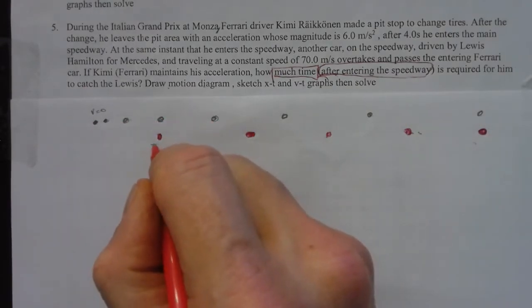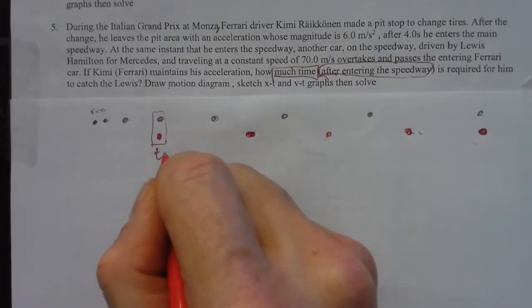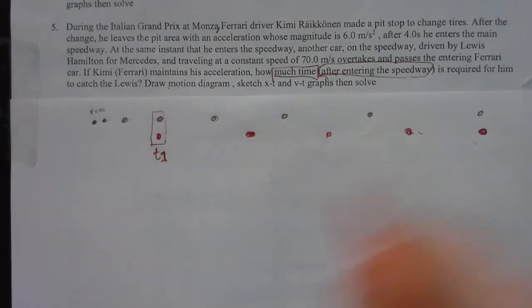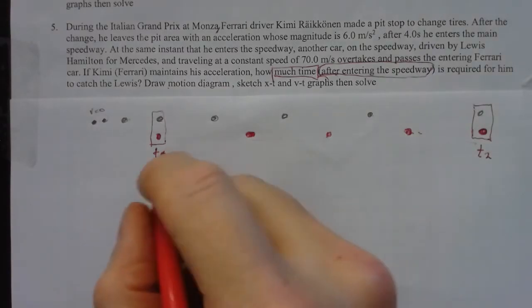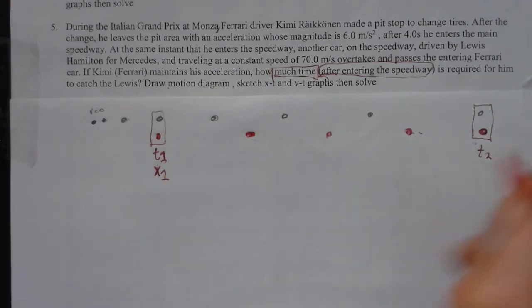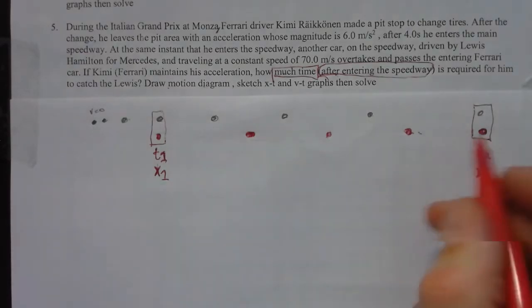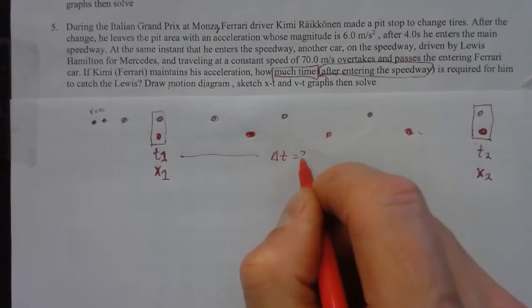But what's important is at this moment in time, I'm going to call that T1, they're at the same place. And at this moment in time, I'm going to call that T2, they're at the same place. This is also the same place. I'm going to call that X1, and I'm going to call this X2, just to keep things straight in order. And I want to find this time, this delta T. That's what I'm looking for.